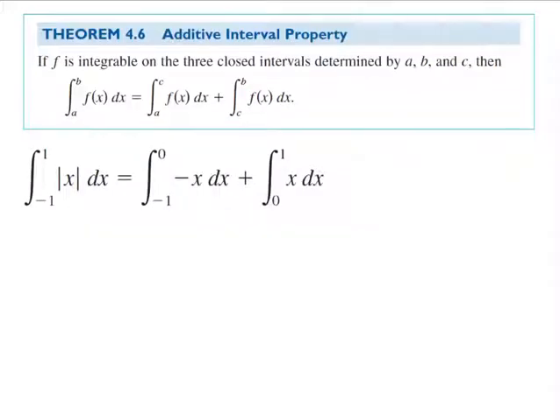So let's go ahead and last but not least, we're going to look at this. The additive interval property basically says if f is integrable on 3 closed intervals determined by a, b, and c, then basically what they're saying is if c is between a and b, you can split up the integral.